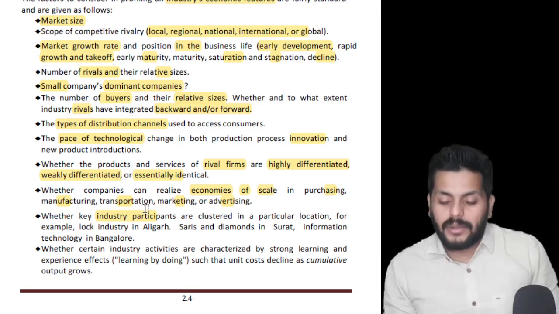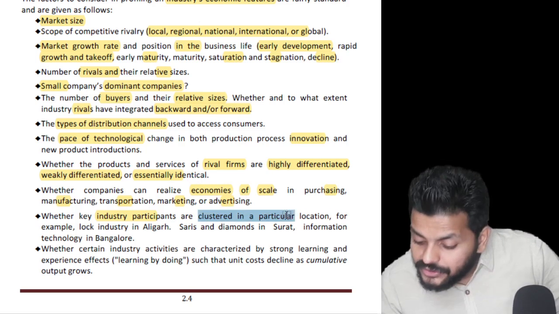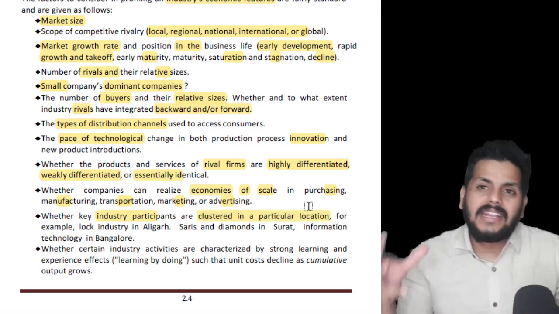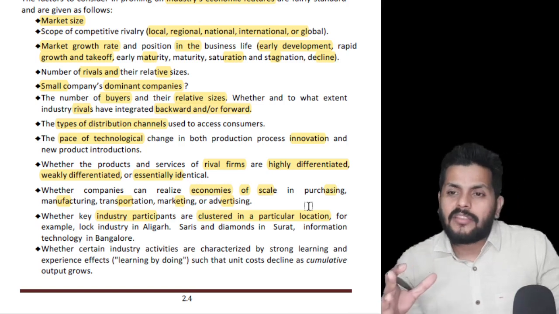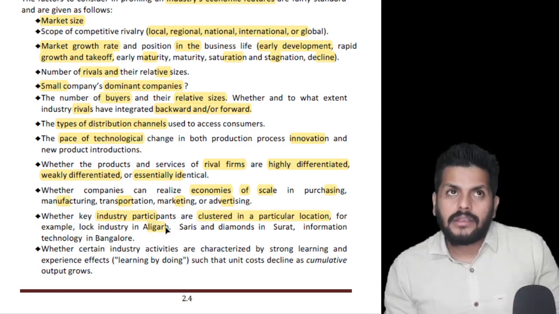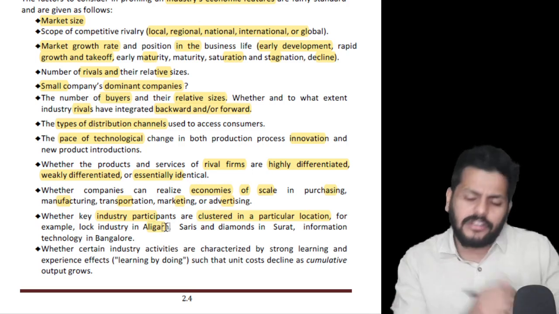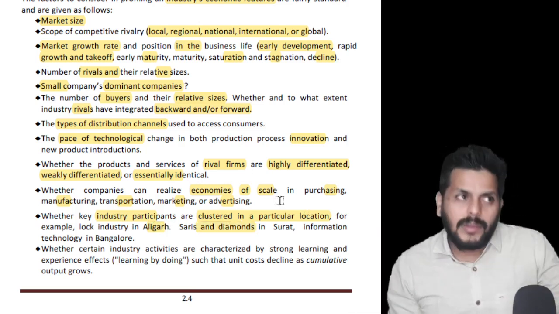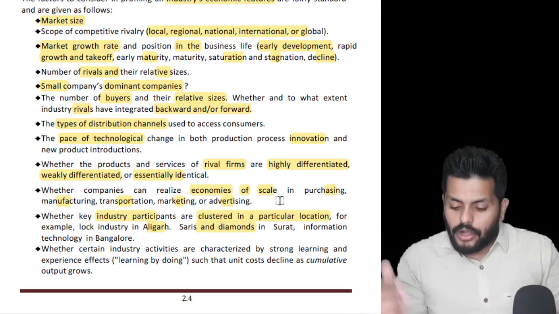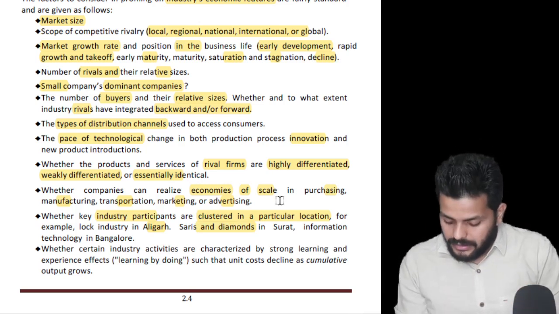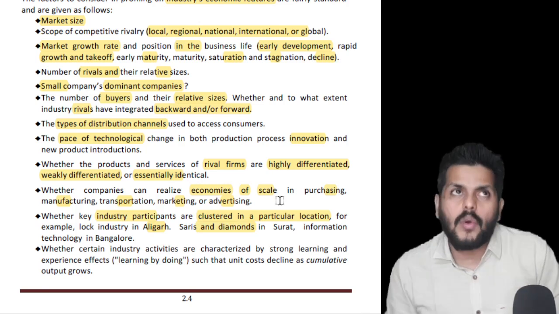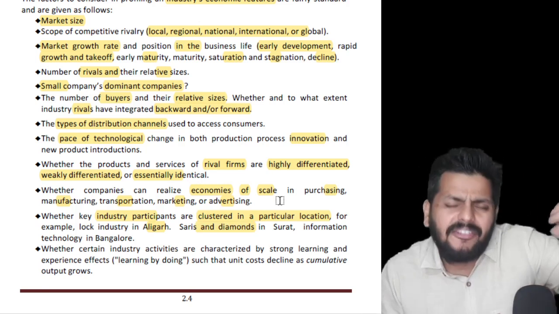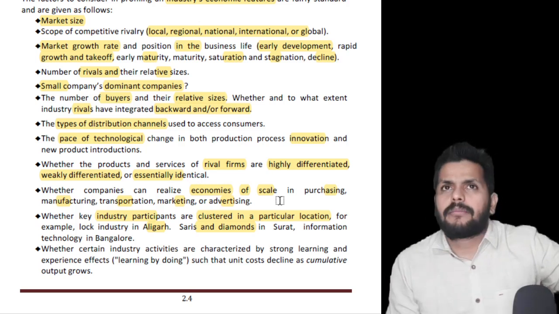Consider how your rivals are, are all your rivals clustered in a particular location, or are they scattered? Like all IT companies in Hyderabad and Bangalore, the lock industry in Aligarh, Surat has diamonds, all diamond merchants in Surat. Okay, so like that, clustered in one place. Are we clustered like that, or are we spread across?